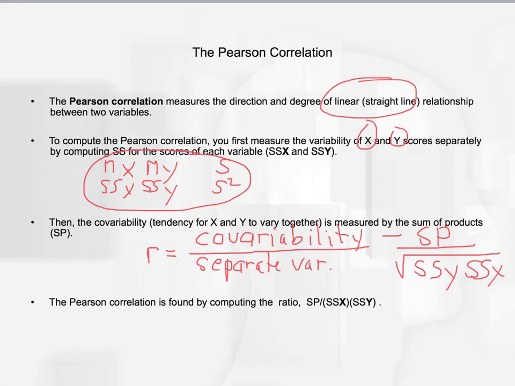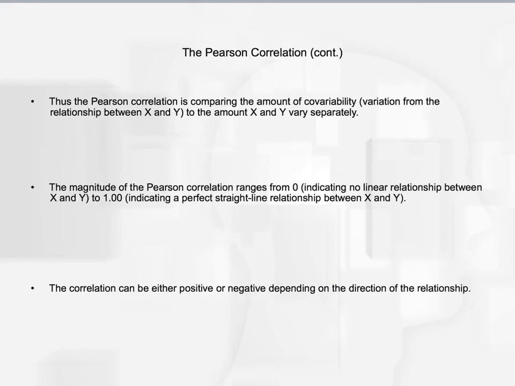Your book goes through this formula. And so we're computing then the ratio between the sums of the products divided by the square root of the sums of squares for x times the sums of squares for y. So that correlation then represents the ratio between the amount of covariability, which is our numerator, when we're looking at the variability of the relationship, and the denominator represents how those two variables vary separately.